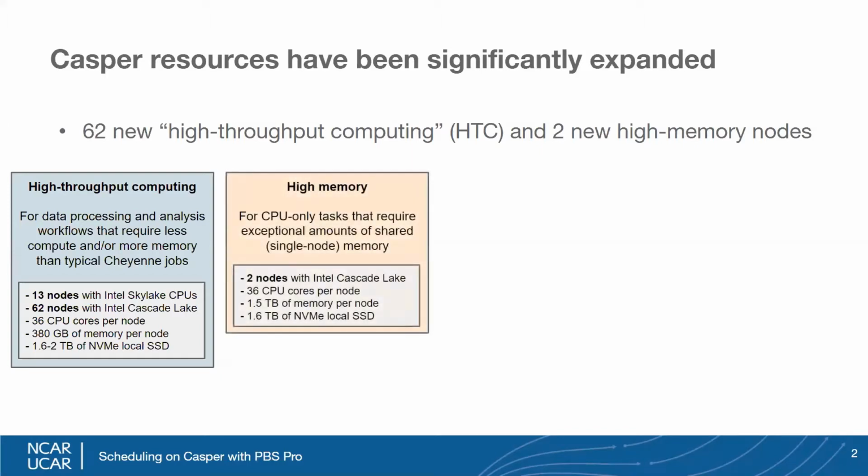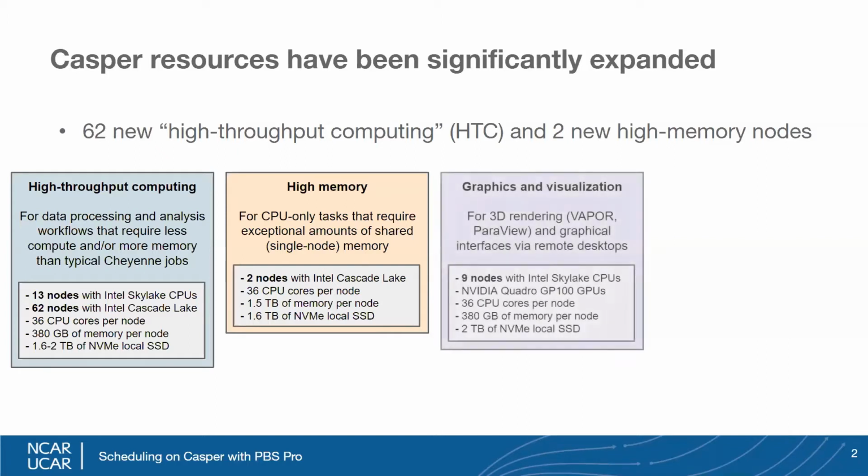So then we have these high memory nodes. There's only 2 of those at the moment, so this is really just for CPU-only tasks that require exceptional amounts of shared memory. So that's the node memory on a single node. You're not going across nodes with MPI. We have the 2 with Cascade Lake CPUs, pretty much similar stats, except that they have 1.5 terabytes of memory per node rather than the 380 gigabytes. So this is really if you have extremely large data structures that you need to fit into a single node.